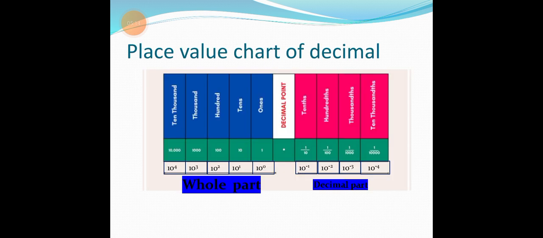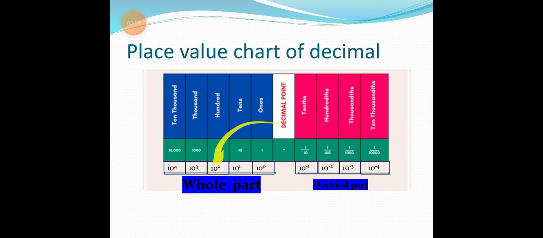Now, the place value chart of decimals. This is the place value chart of decimals. First of all, you really know it: ones, tens, hundreds, thousands, ten thousands. Then we work upon the exponent. In ones the exponent is 0, in tens the power is 1, and in hundreds 10 is raised to the power of 2. That means you multiply that number by 10 two times. So this is very well known.